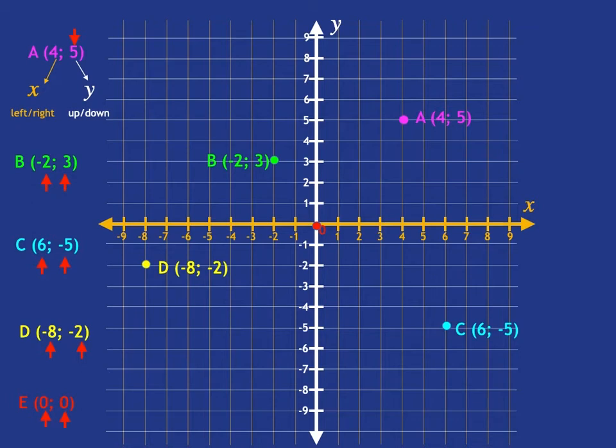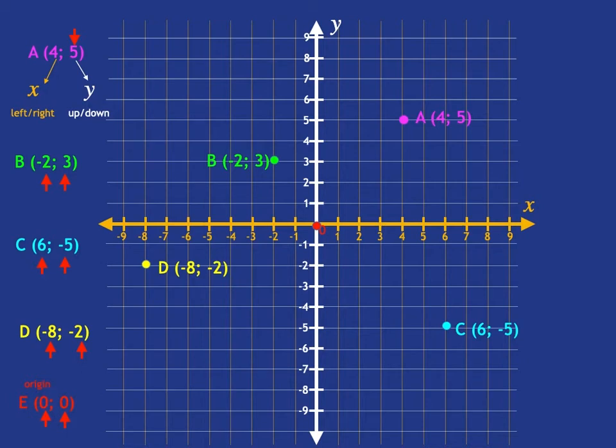Okay, fine. Then let's look at the y. Well, the y is also 0. So that tells us how far up or down we must move. And this says we mustn't move up or down, 0 steps up or down. And so, in fact, this point 0, 0 is the origin. It's that central spot where the 2 axes cross each other.